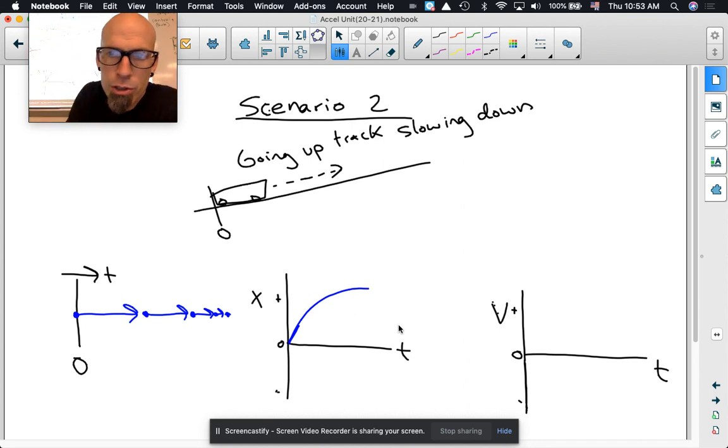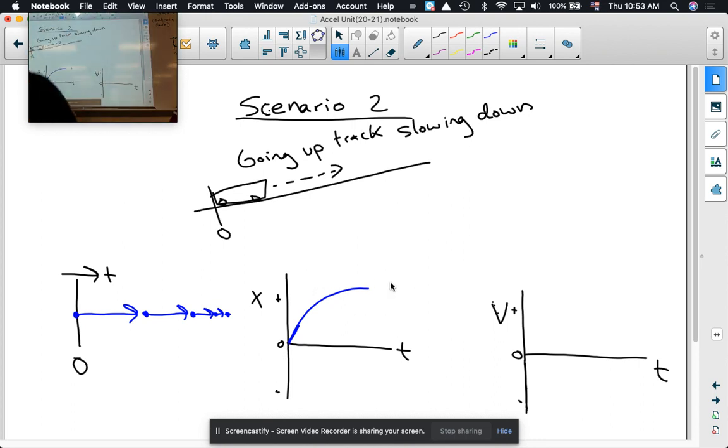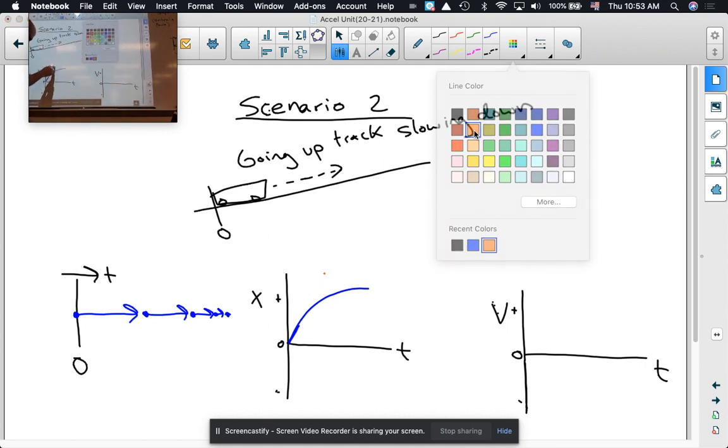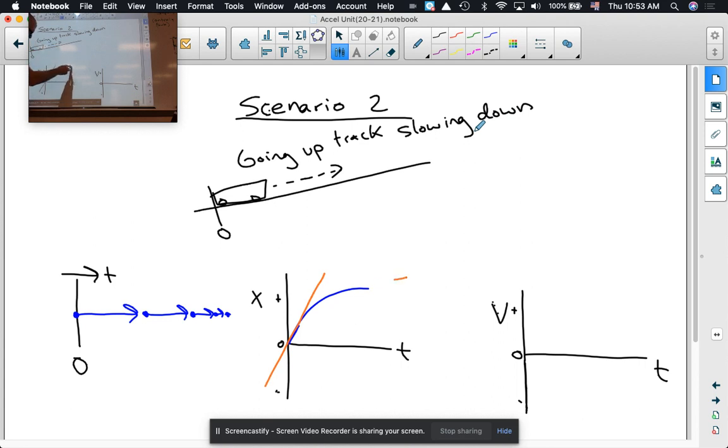Now, how do you show on the VT graph that it starts with a large positive velocity and it ends with none? Again, that's a steep positive slope. This is no slope. Like if we were drawing tangents here, the tangents would look like this. That would be a tangent at the beginning. This would be a tangent near the end. That first line, very steep. The second tangent, not very steep at all. It's getting less steep, which means it's getting less fast.